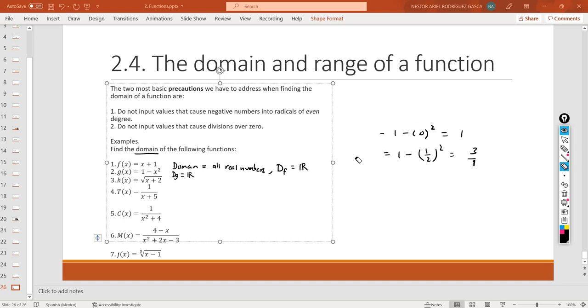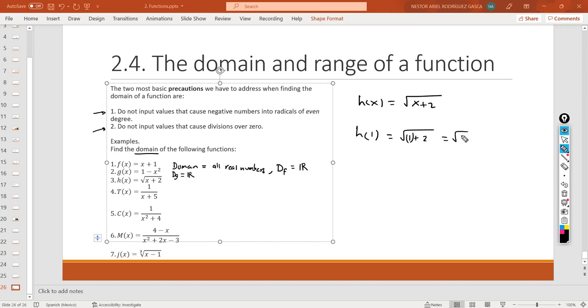So those are the easy cases, right? When we have no problems. So what am I talking about when I say these two things? Well, let's see. Number 3, h of x equals the square root of x plus 2. This is my function. Let's try some inputs. H of 1, that's going to be equal to the square root of 1 plus 2, and that's going to be equal to the square root of 3.